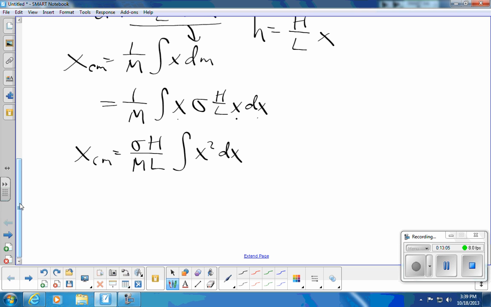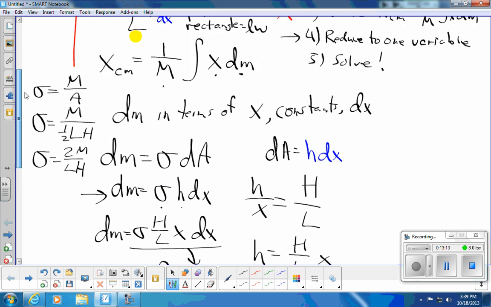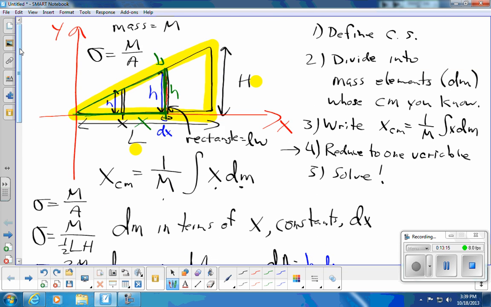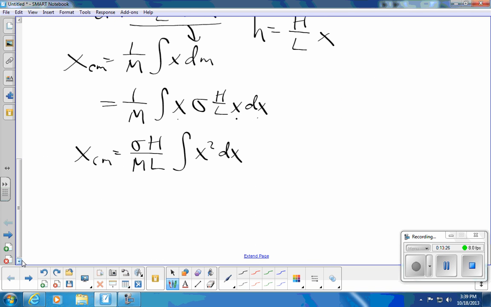And now I have to consider over what domain I am actually integrating this function. Over what values of x is this a legitimate function? Going back and looking at my picture, the first value of x is 0, and the last value of x where I'm going to find these slices is big L. So I'm integrating from 0 to L. Okie dokie, so I'm integrating from 0 to L. Let's do this bad thing.